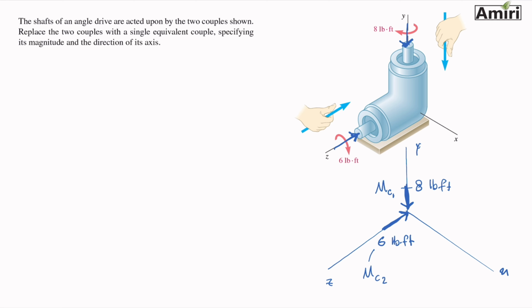All right, let's write them in Cartesian form. So moment of couple 1 in Cartesian format means ijk. It's pointing directly down negative y, so going towards negative y. So that's -8, and that's j. The units are pound-feet. Moment of couple 2 is going towards negative z-axis, so that's -6. Z would be k. The units are pound-feet.